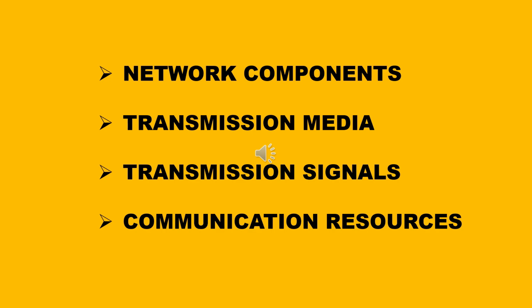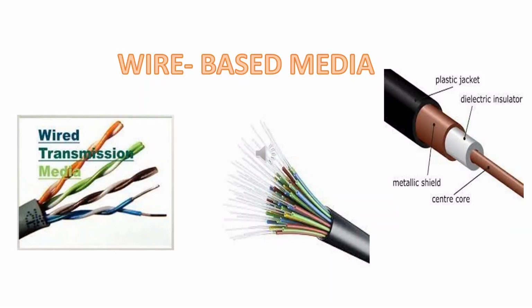Let's start with network components. We have several types of physical channels. Communication media through which data can be transmitted from one point to another. The transmission media used for communication can be classified into two categories. Wire-based transmission media. In this mode of transmission media, the communicating devices are interconnected via cable. The signal flows from one device to another through a connecting wire. Example, twisted pair cable, coaxial cable, and optical fiber cable.